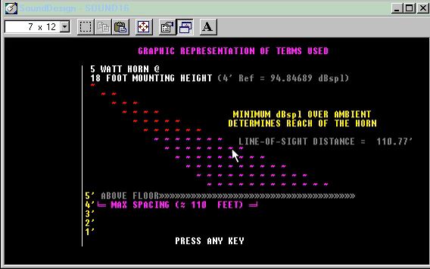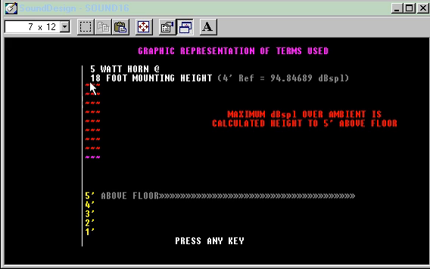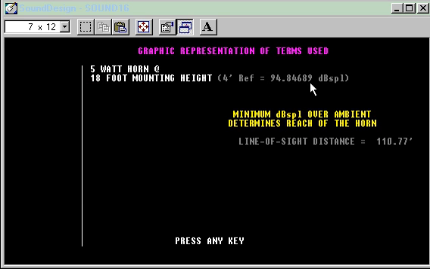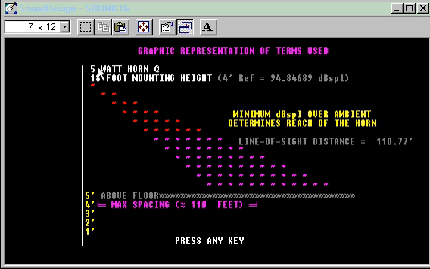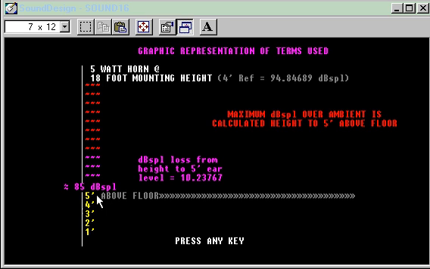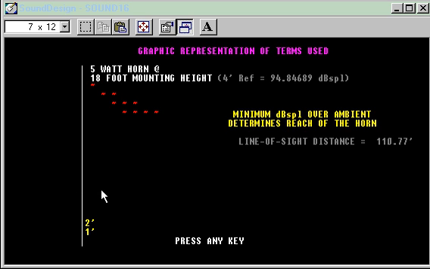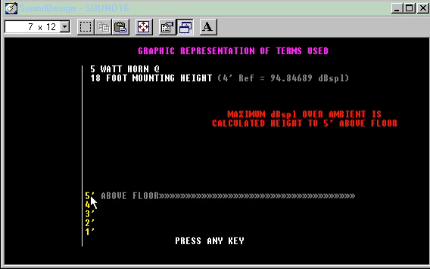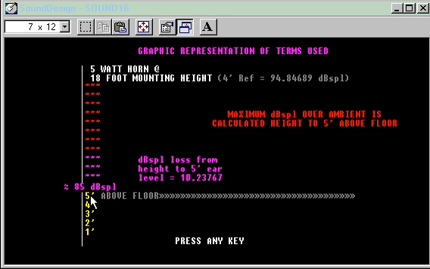Now, relating this to sound design, notice that we calculate at 5 feet above the floor, and this is designing for a horn mounted 18 feet high with a 4-foot reference dB level of 94.84689 dBSPL. Well, if you're 18 feet above the floor, then you're actually designing for 18 minus 5 or 13 feet of loss. So if you take this sound level and you determine the loss at 13 feet, the level that occurs here should be no more than 26.86 dBSPL over the ambient.